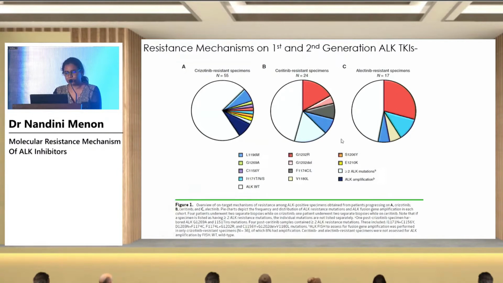So looking at this pie chart, we know that the profile of resistance also varies. The G1202R is seen more frequently in patients who receive ceritinib, brigatinib, or alectinib, that is the second generation ALK TKIs, rather than the first generation crizotinib.